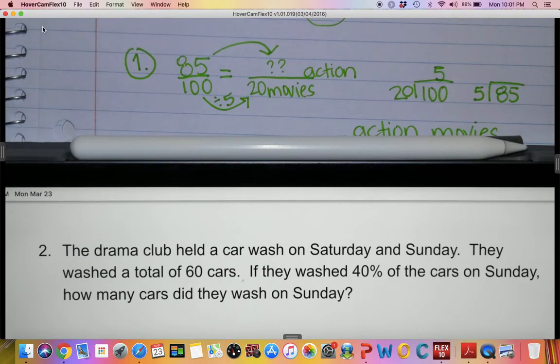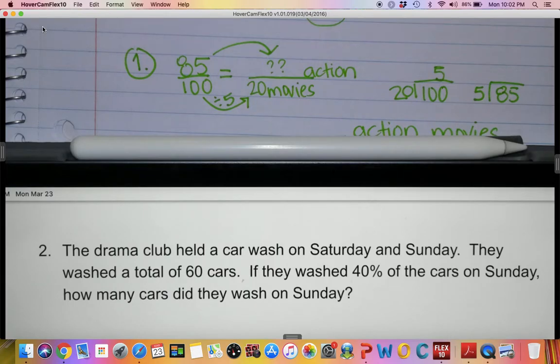So let's read it again. Let's look for quantities. The drama club held a car wash on Saturday and Sunday. Great. There's nothing really important in that part. They washed a total of 60 cars. That's important. Our total is 60 cars. That's our whole. If they washed 40%, 40% is a quantity, 40 over 100. If they washed 40% of the cars on Sunday, how many cars did they wash on Sunday?